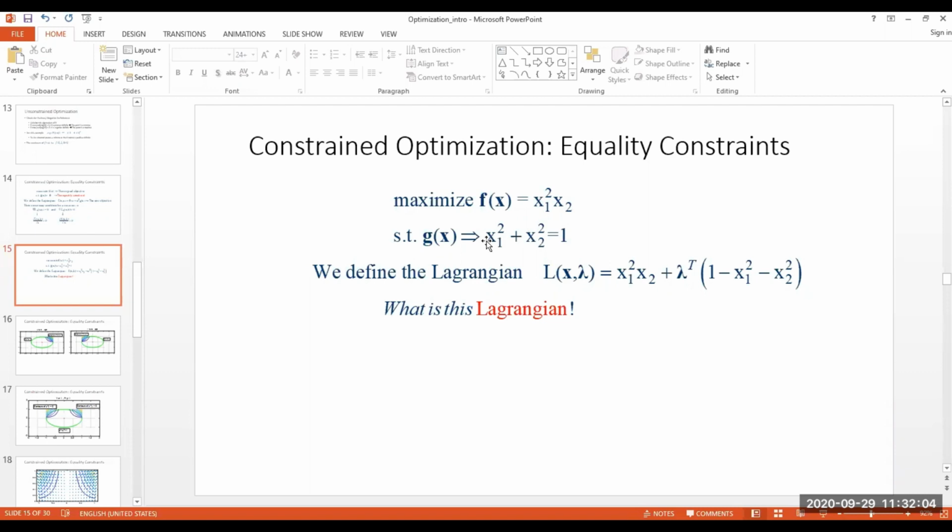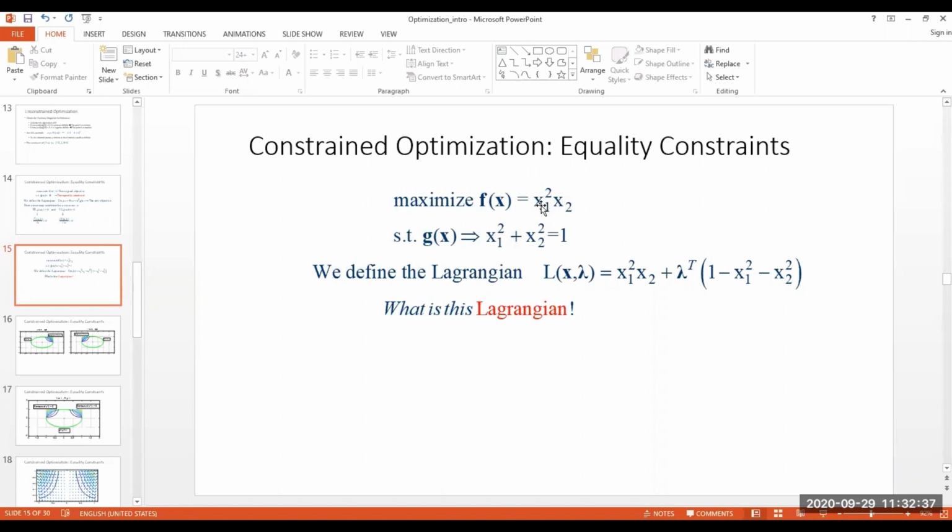Any point away from the circle is not satisfying this equality condition. Is that clear? Any combination of x1 square x2 which is not on the circle is not a valid or feasible solution or a candidate solution. This should be clear. This is why this is a constrained problem. Otherwise, I could take x1 equals infinity, x2 equals infinity, right?